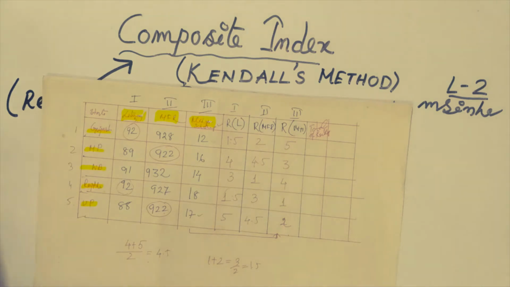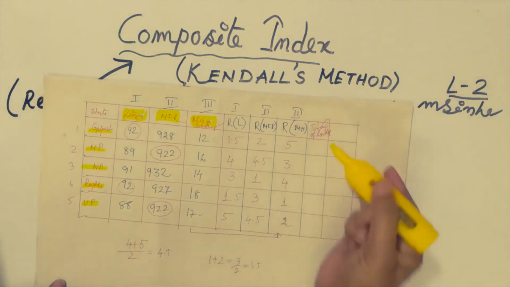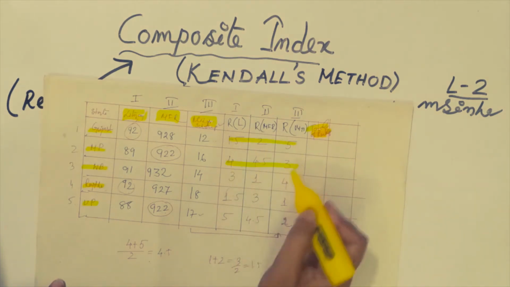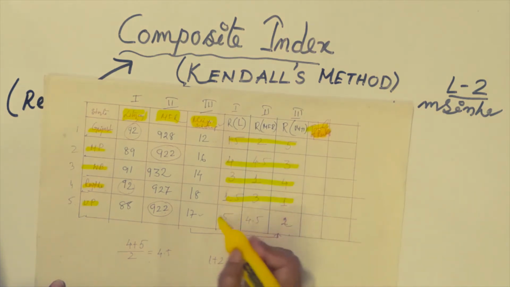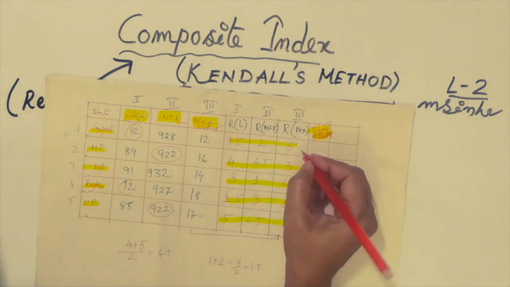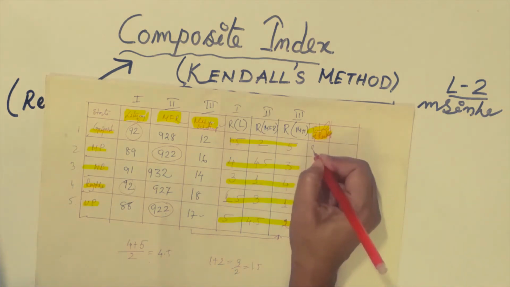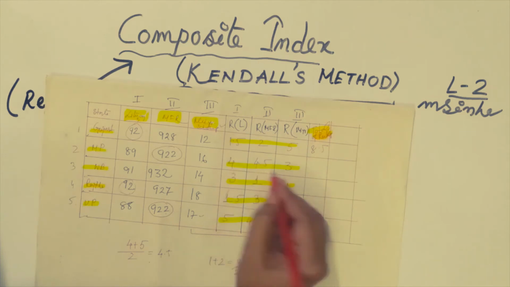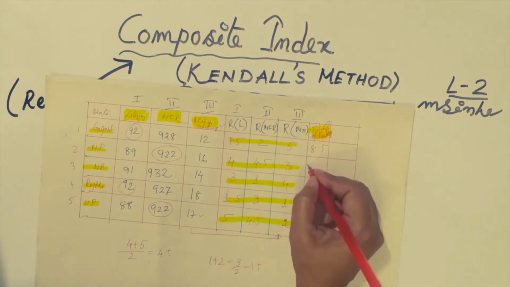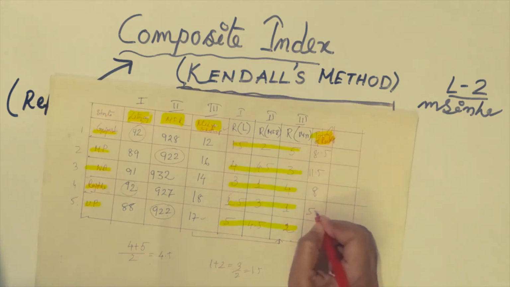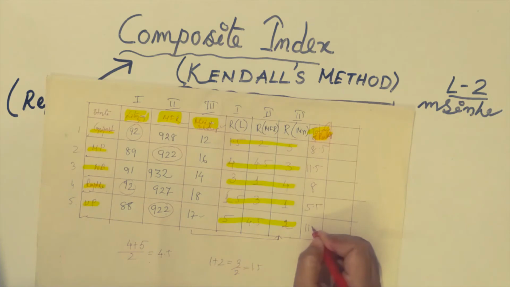Just prepare the sum of this column, the sum of this, this, this one, and this one. With the help of a calculator you can do that. 1.5 plus 2 plus 5 will be 8.5. Then 4 plus 4.5 plus 3 will be 11.5. Then 8, then 5.5, then 11.5.